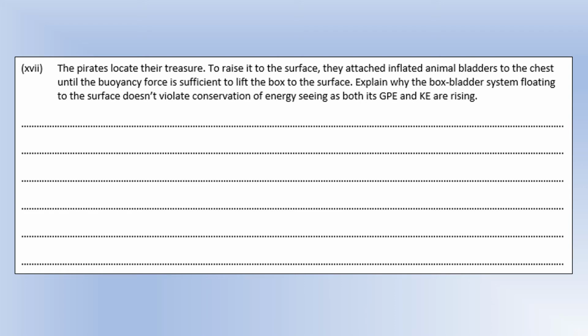So the pirates locate their treasure, and to raise it to the surface, they attach inflated animal bladders to the chest until the buoyancy force is sufficient to lift the box to the surface. Explain why the box and bladder system floating to the surface doesn't violate conservation of energy, seeing as both its GPE and kinetic energy are rising. So small side note here, this is one of the theories as to how they built the pyramids of Egypt by attaching animal bladders to float the blocks.